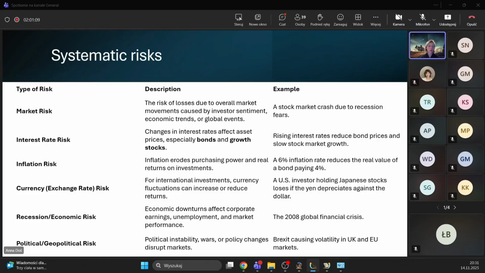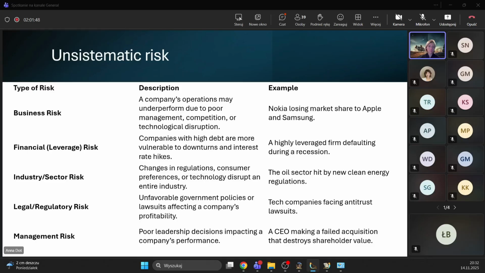Also, obviously, economic downturns, and geopolitical risk. If the market enters into political instability, wars, or significant policy changes, this disrupts markets. For example, if the European Union now decides on increasing taxation of all corporations, this will have an effect on all equities listed in European markets. All will be losing their value. And we cannot escape this risk. If we are in the market with our money, if we invest with our money, we cannot escape this risk.